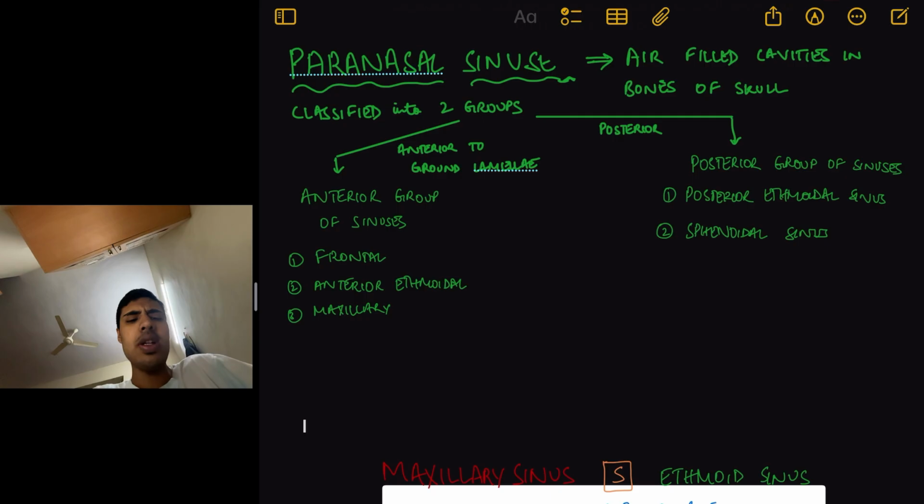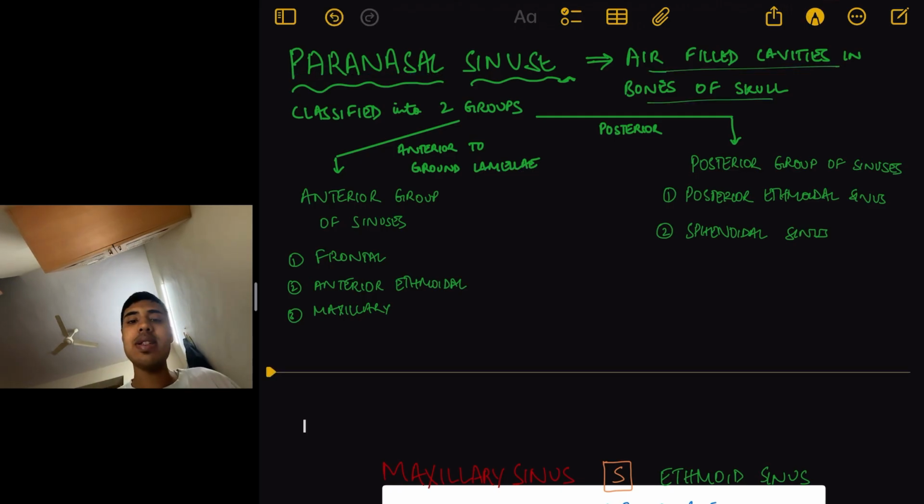Today, we'll be covering another very important topic, that is paranasal air sinuses. Now, what are paranasal air sinuses? These are sinuses, right? So, these are air filled cavities. Within the bones of the skull, you have certain air filled cavities known as paranasal air sinuses.